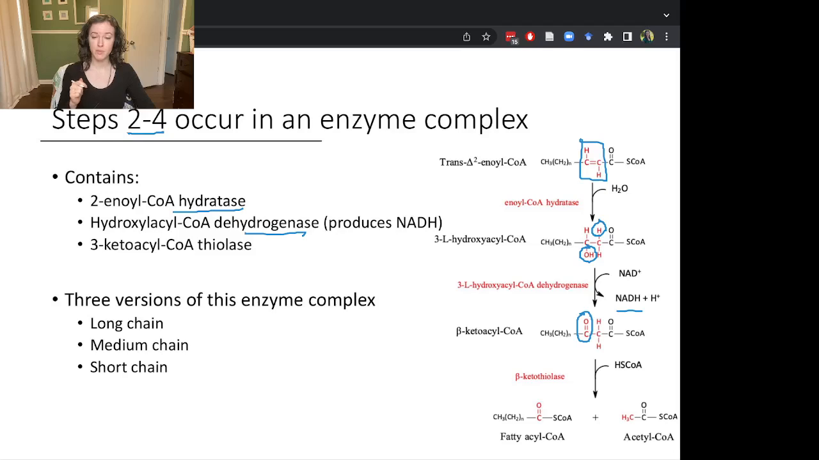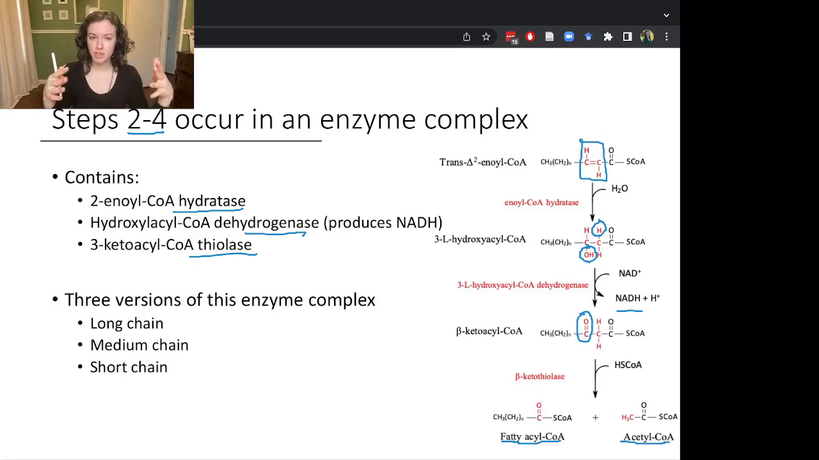Finally, we have something that looks like a fantastic electrophile. So a thiolase will help break apart our acyl chain, removing 2 carbons as acetyl-CoA, leaving us with an acyl chain that's 2 carbons shorter.